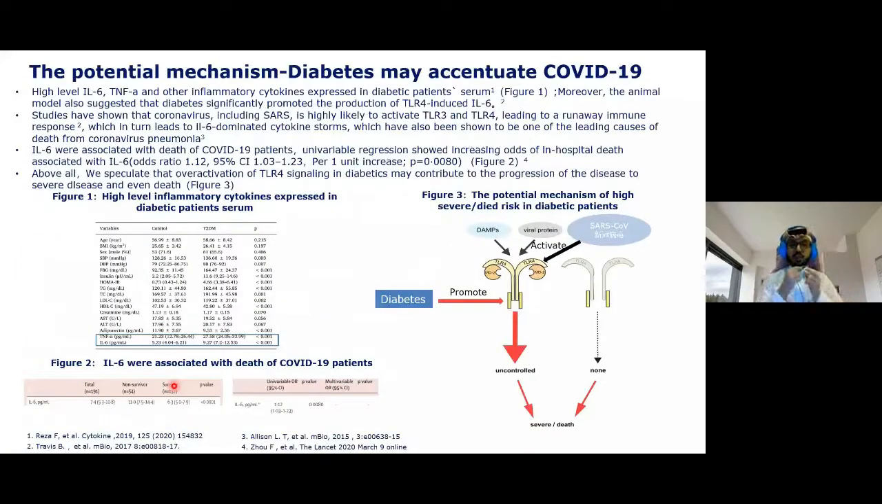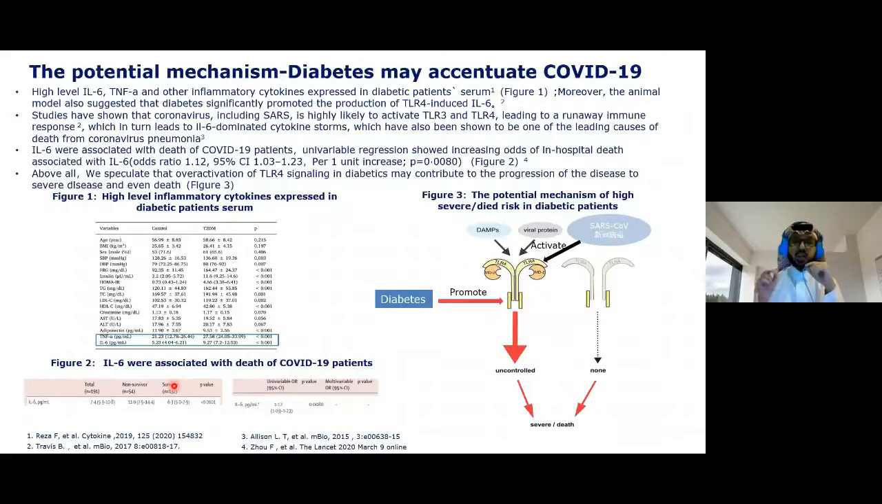So now, what's the mechanism? What's the potential mechanism? Diabetes may accelerate COVID-19. The theory is a higher level of inflammatory cytokines expressed in diabetic patients, like interleukin 6, TNF-alpha, and other inflammatory cytokines. They significantly promote production of TLR4, inducing interleukin 6.